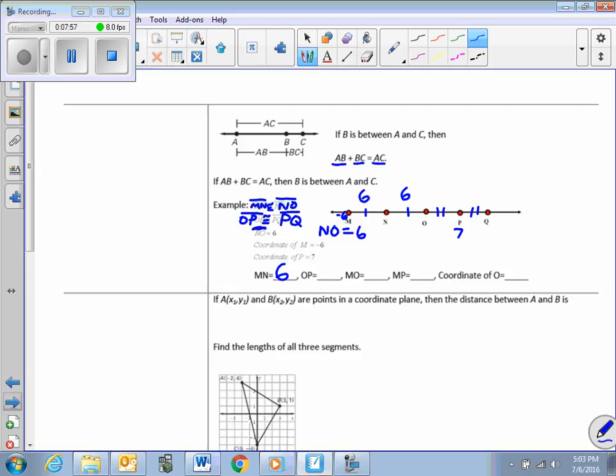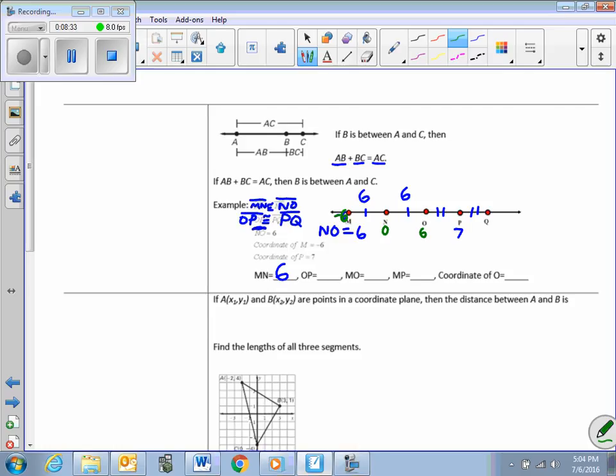OP, let's see. I think what I need to do here is write down the coordinates of my other points. So let's do that. If M is -6, I'm going to do this in green, then if the length of MN is 6, then I'm going to add 6 to -6. So that means N's coordinate is going to be 0. And then the length of NO is 6, so O's coordinate is going to be 6.